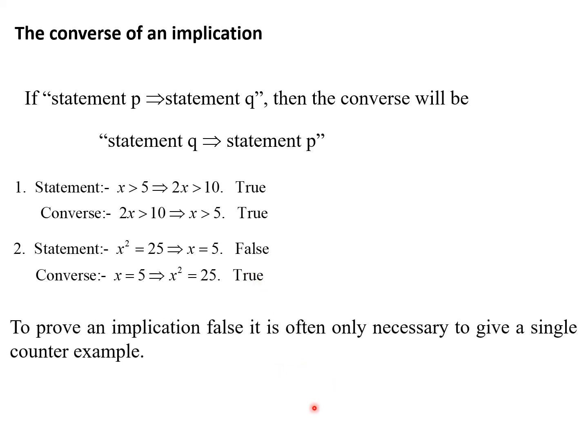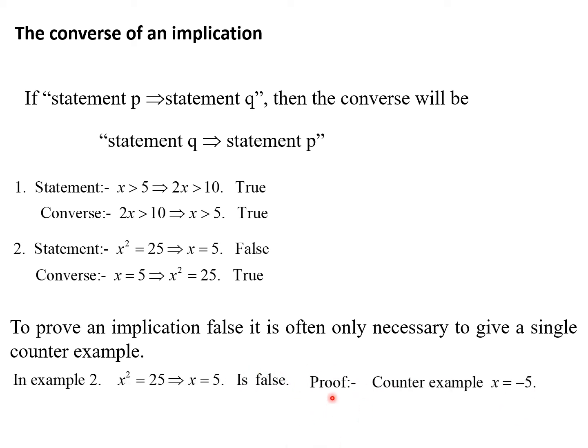To prove an implication is false, it is often necessary to give a single counterexample. A counterexample simply means you give an example that proves that a particular implication is false. So you just have to provide an example. For example, for the statement, if x squared equals 25, then x equals 5, this statement is false. The counterexample here is x equals negative 5, because the possible x value is also negative 5.